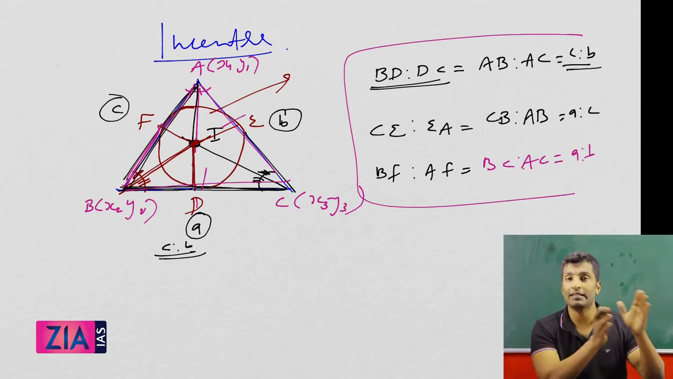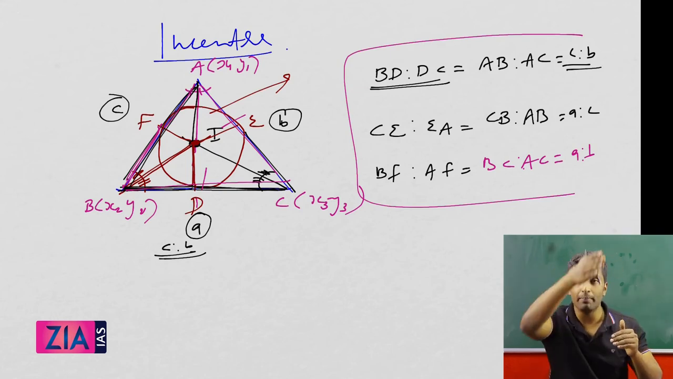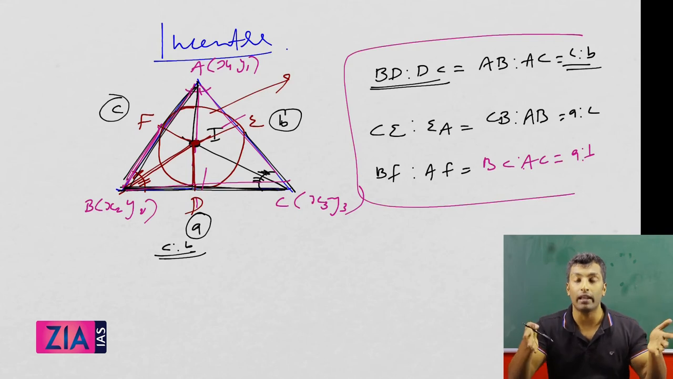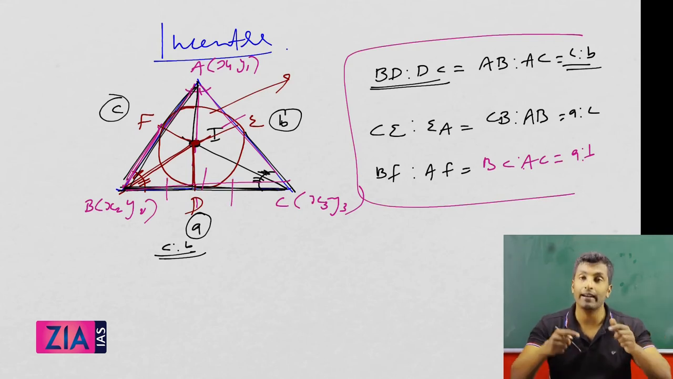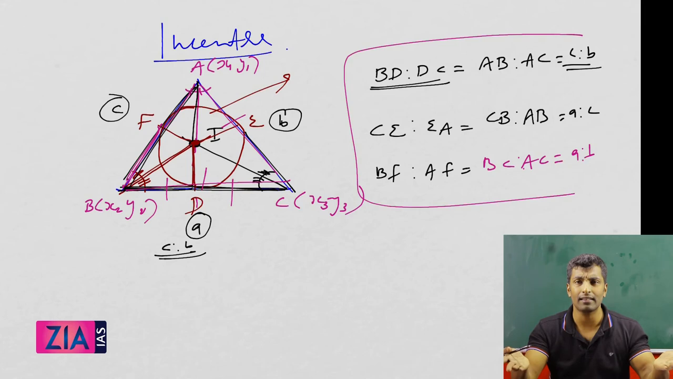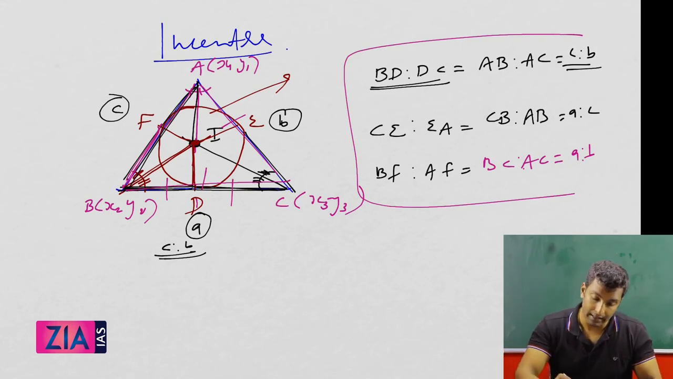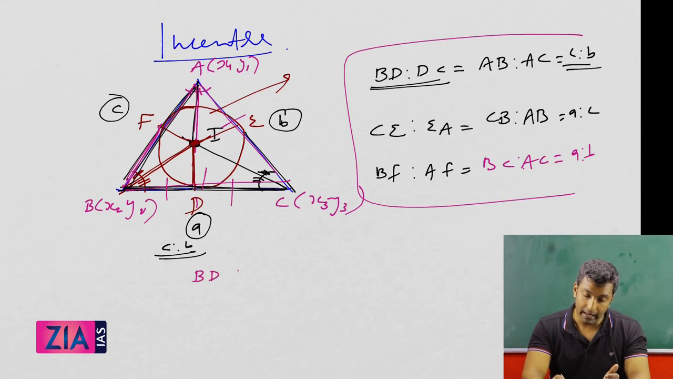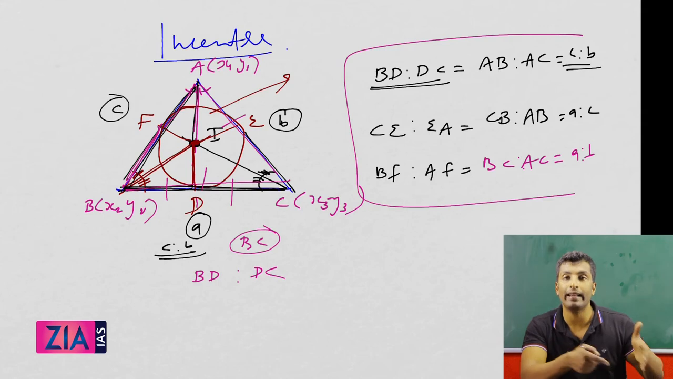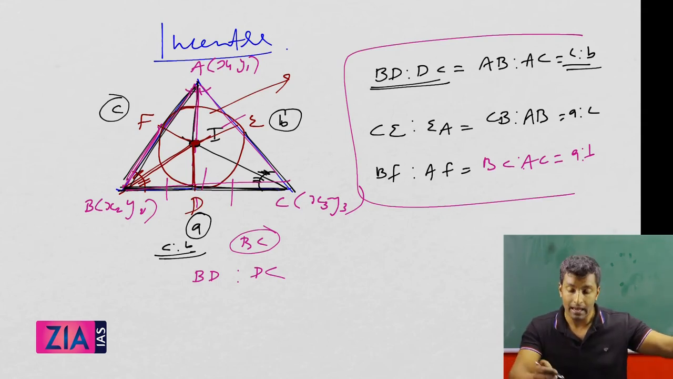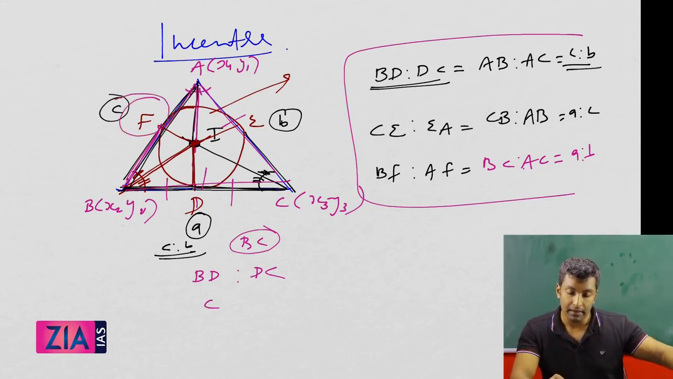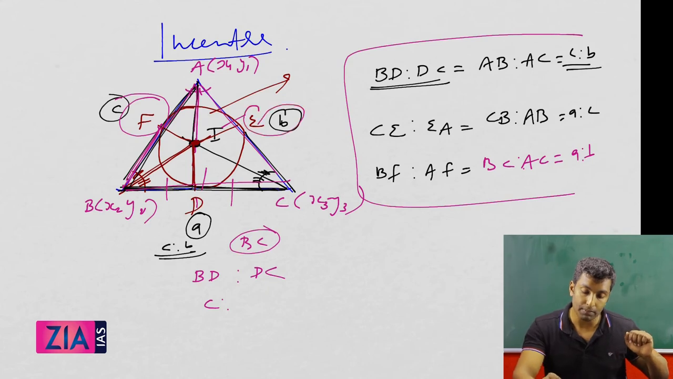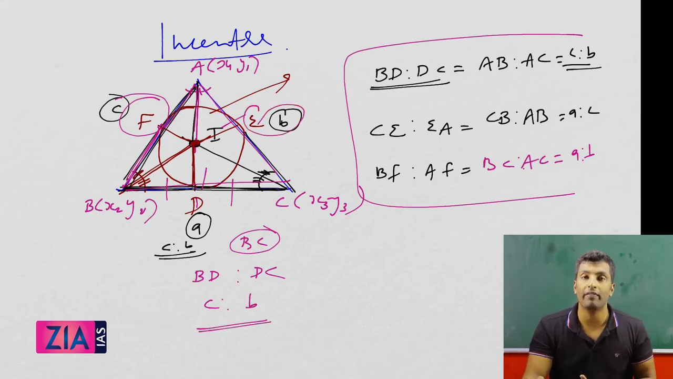In the previous case we have seen that when you drop the median, the median divides the side equally. But here the side is divided in the ratio of the remaining sides. That's it, very easy. So if you take this angle bisector from A, my BC is divided into two parts, BD and DC. The ratio will be of the remaining sides: BD is close to C and DC is close to B. That's it, no need to have any confusion.